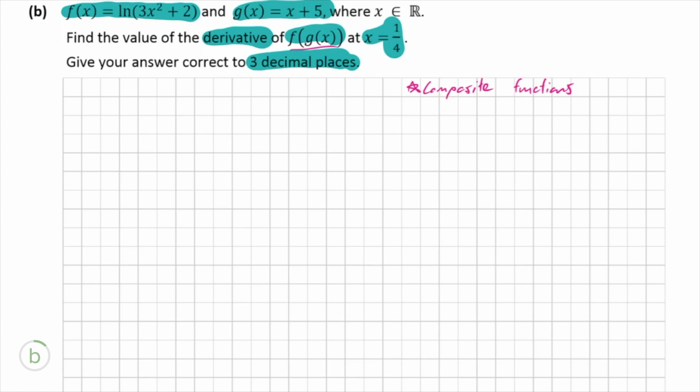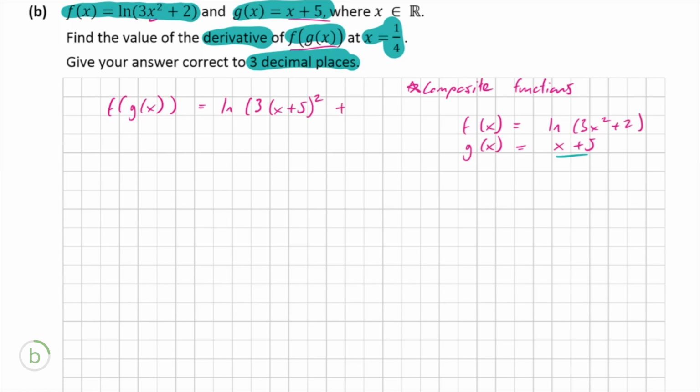So the way to actually do this is wherever you have x in your first outside function, which is f in this case, so we have an x squared here, we're going to plug in everything that's in g of x, which is x plus 5. And then we will have f of g of x, which is what we're looking for. And then after that, we're going to worry about differentiation. So here, where we have 3x squared, we're just going to sub in 3 times x plus 5 all to be squared. And that's all we've got to look out for, because the rest is just plus 2.